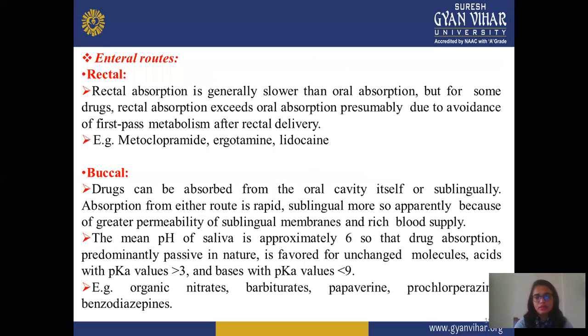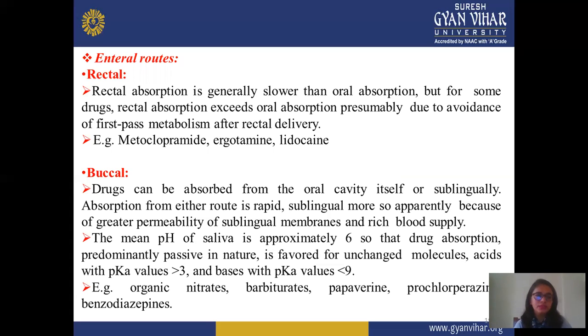Next is the rectal route. In the rectal route, absorption is generally slower than oral absorption, but for some drugs rectal absorption exceeds oral absorption due to avoidance of first-pass metabolism. This rectal route is also good, and it is more effective compared to the oral route, because in this route first-pass metabolism does not take place. It shows good efficacy and more absorption, reaching the systemic circulation by the rectal route. Examples are metoclopramide, ergotamine, and lidocaine.